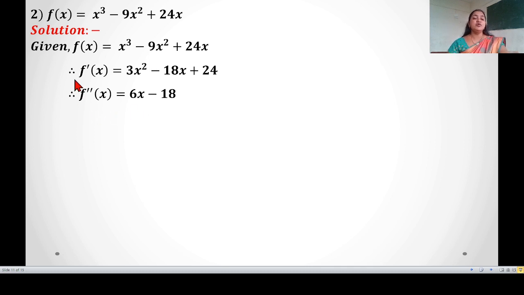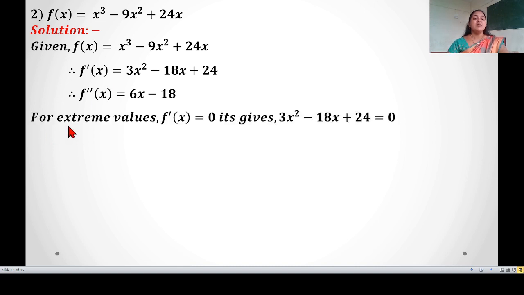Now we can find the root of this equation when f dash of x is equal to 0. So for extreme value, f dash of x is equal to 0. It gives 3x square minus 18x plus 24 is equal to 0. Now in this, 3 is common, take it outside. So inside the bracket, 3 times bracket x square minus 6x plus 8 bracket complete is equal to 0. Now the product is 0, and 3 is not equal to 0, that means x square minus 6x plus 8 is equal to 0.